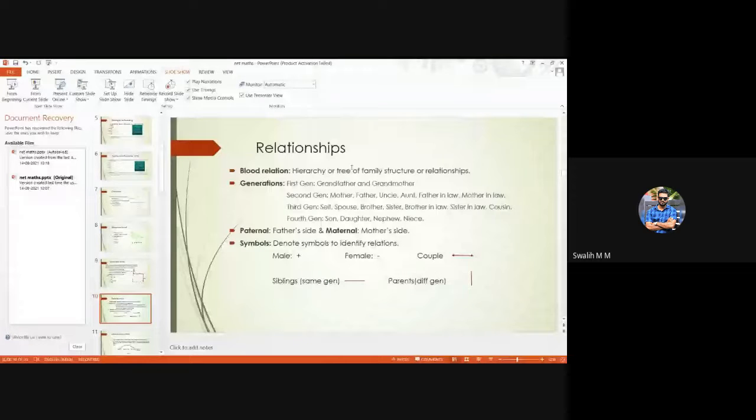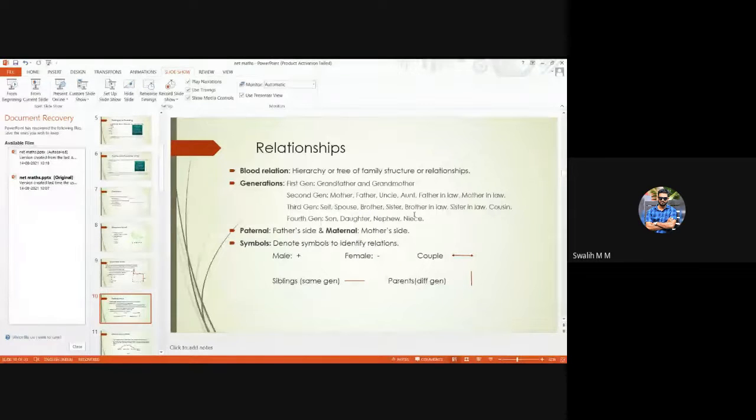Before that, you know, there are different generations for relationships. While drawing the diagram of relationship, you need to draw in different levels. First generation is grandfather and grandmother, or the other grandparents. Second generation is mother, father, uncle, aunt, father-in-law, mother-in-law. Third generation is the person, then his or her husband or wife, brother, sister, brother-in-law, sister-in-law, cousins, etc. Fourth generation would be son, daughter, nephew, niece.